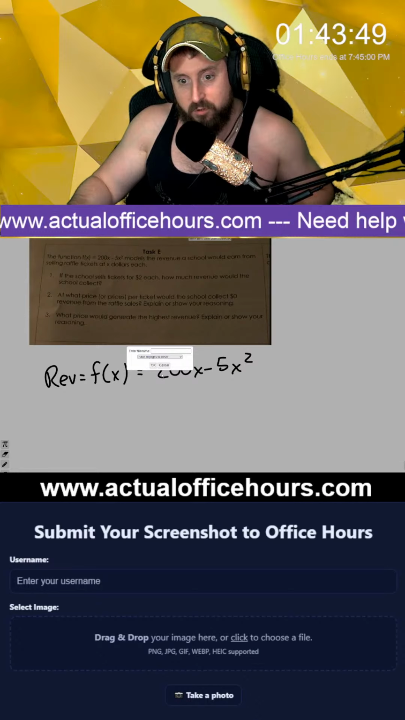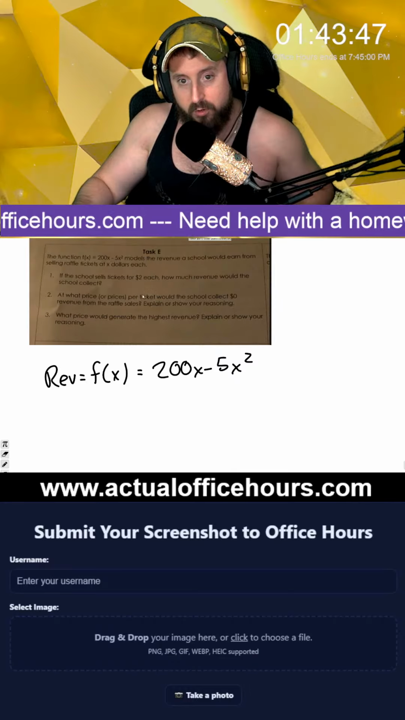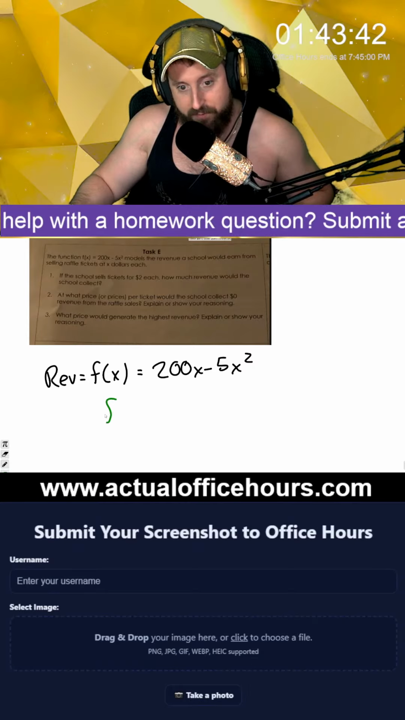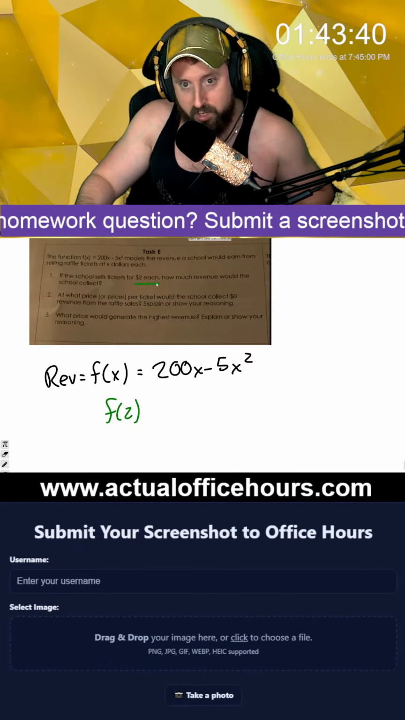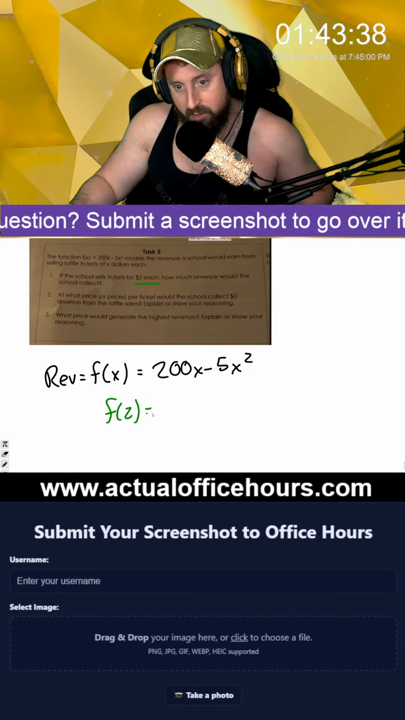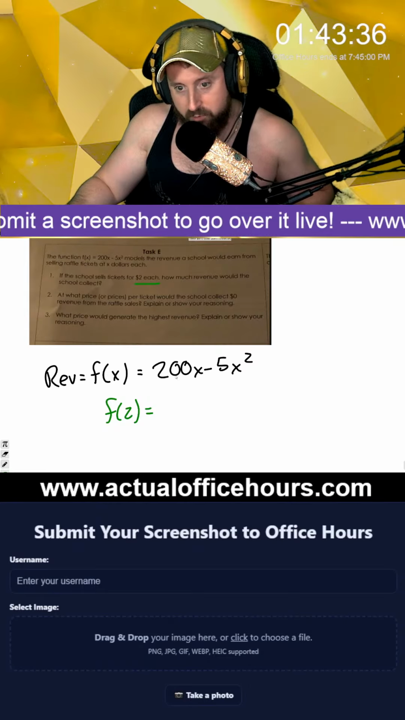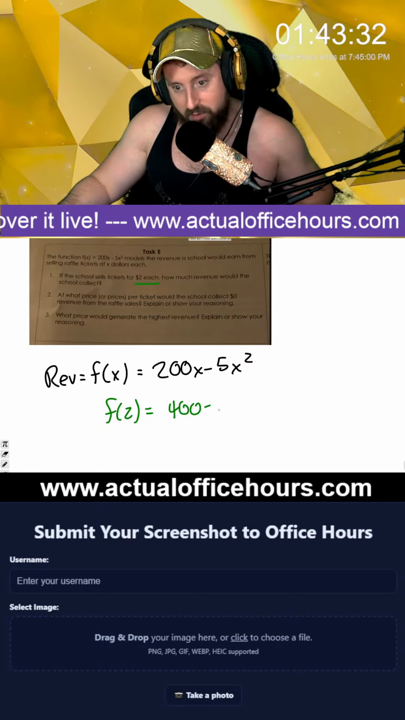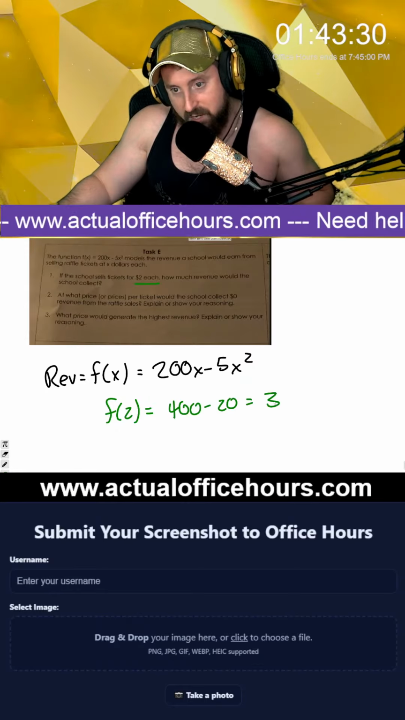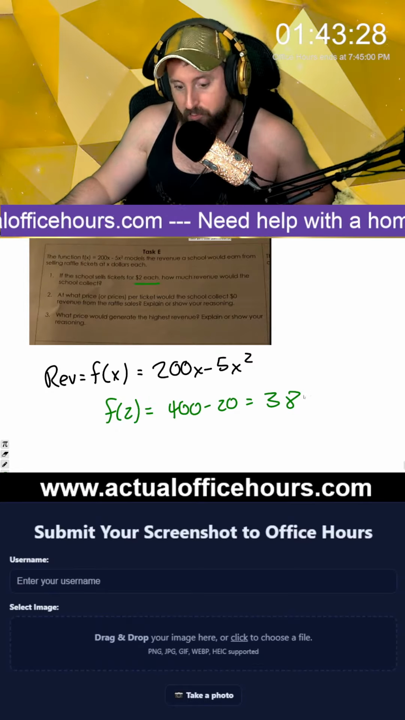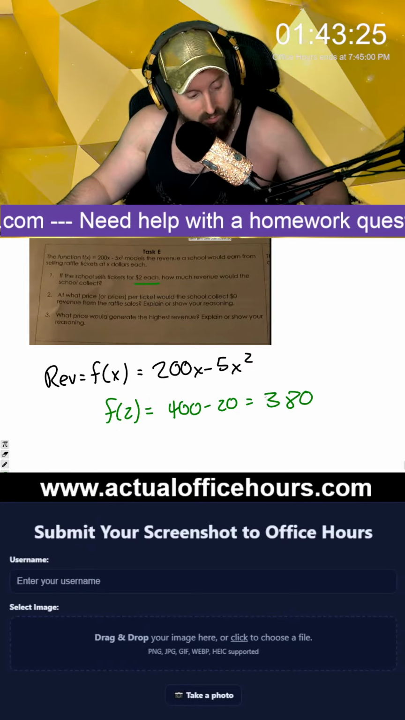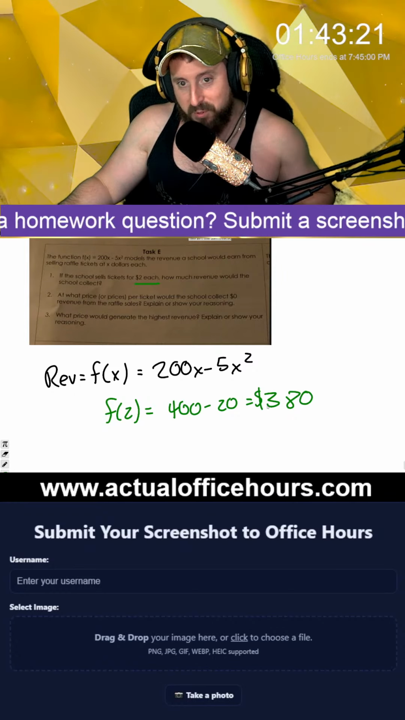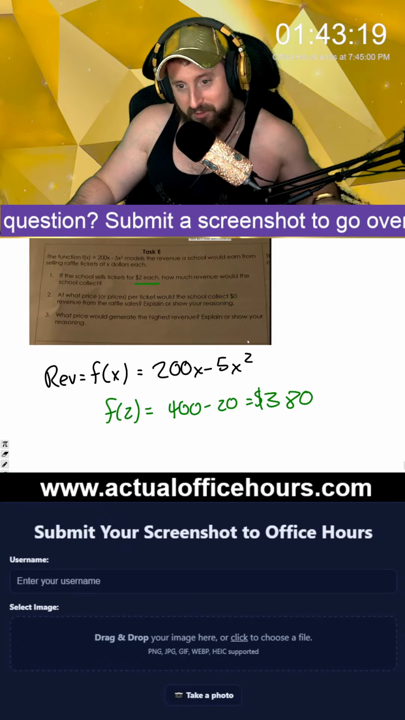So it says if the school sells tickets for $2 each, how much revenue would they generate? That's just f of 2, right? $2 each means x is equal to $2. And so this gets you 200 times 2, which is 400, minus 5 times 2 squared, so minus 20. So that would be equal to $380.